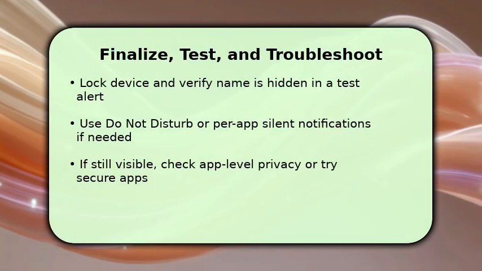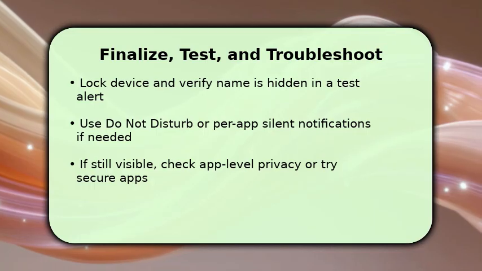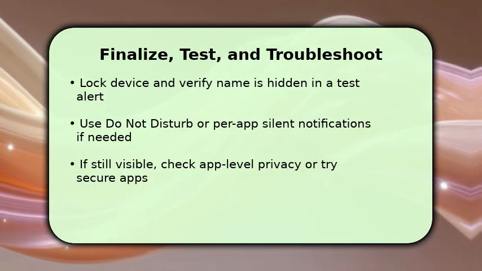Finish by locking your phone and sending a test message to confirm the sender name is hidden. You want to verify both lock screen and banner behavior.